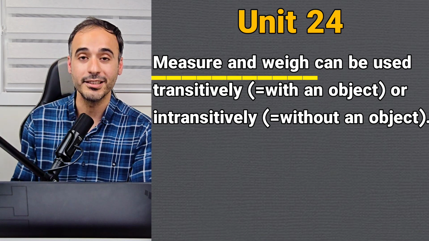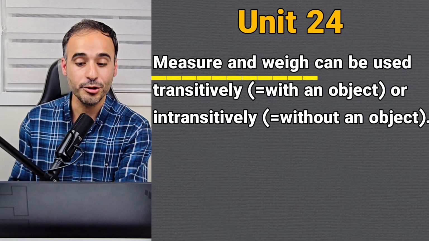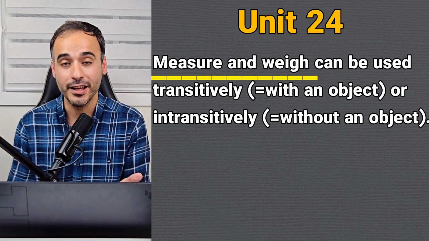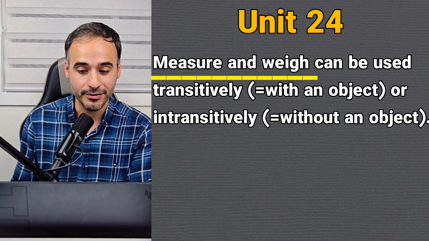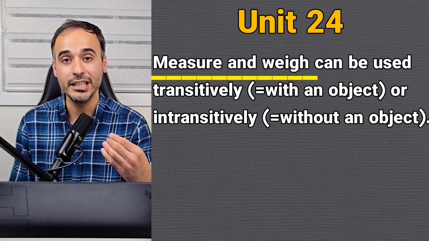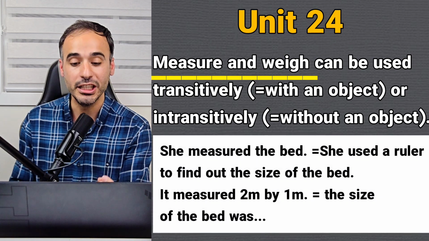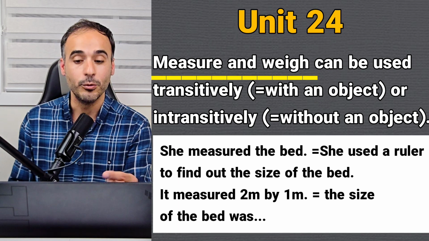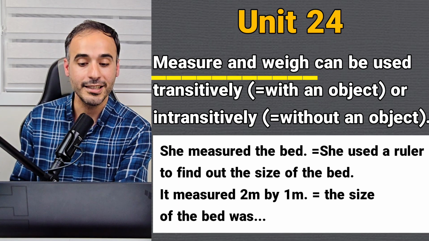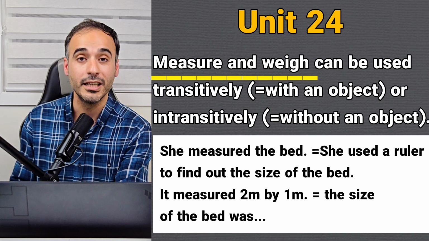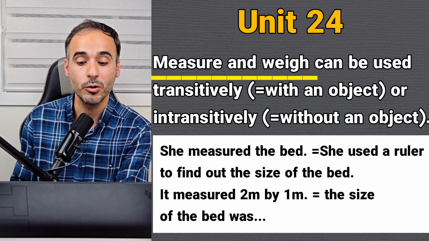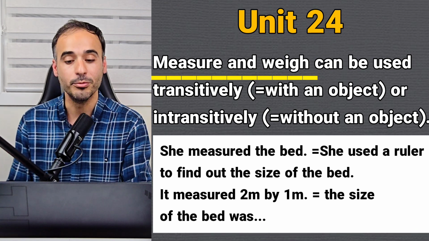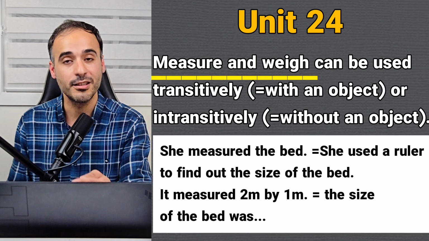Finally, there is a spotlight which I want to read. It says measure and weigh can be used transitively, which means with an object, or intransitively, which means without an object. And here we have examples. She measured the bed. Here we have an object, the bed. So it's fine. Which means she used a ruler to find out the size of the bed. The next example, it measured 2 meters by 1 meter. So here we do not have an object. We just have a number, right? 2 meters by 1 meter. Which means the size of the bed was this.